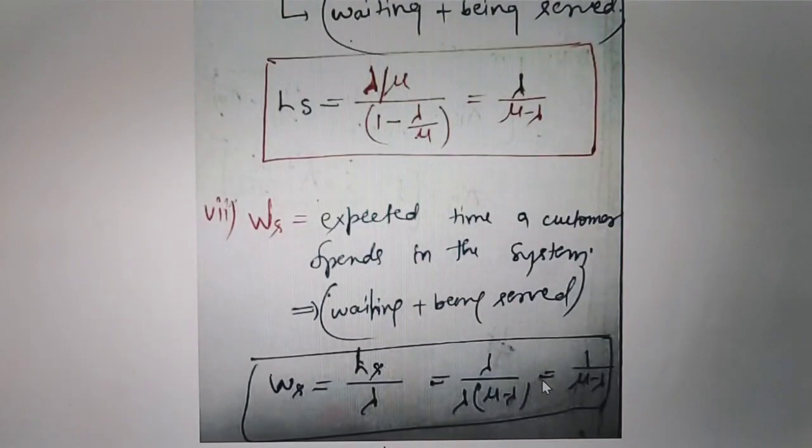And what else is there? WS is nothing but the expected time a customer spends in the system. So WS we can write as waiting plus being served time. So WS is equal to LS upon lambda. So LS upon lambda is equal to lambda upon lambda multiplied by mu minus lambda, and this is equal to 1 upon mu minus lambda.